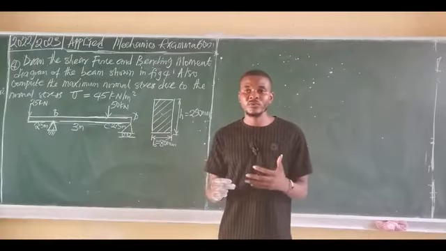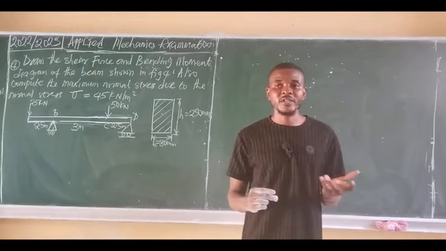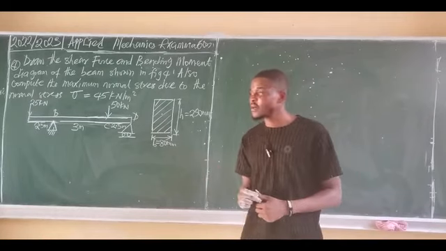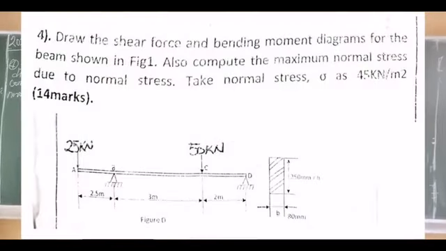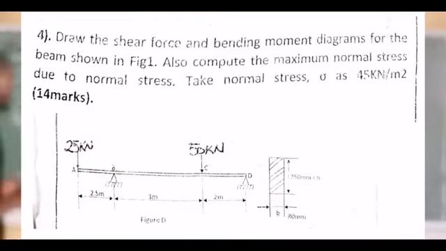Okay, so in today's video, we are going to be looking at question 4 of the 2023 Applied Mechanics past question of the Rivers State University. All right, the question says, draw the shear force and bending moment diagram of the beam shown in figure 4. Also compute the maximum normal stress due to the normal stress sigma equals 45 kilonewtons per meter squared.